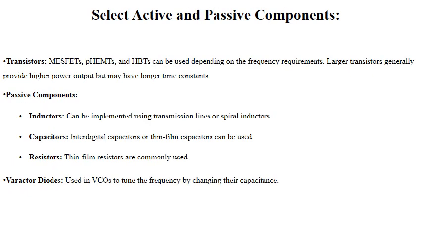So what types of active and passive components are used for oscillators? Active components are the transistors. Different transistors like MESFETs, PHEMTs, and HBTs can be used. On the other hand, for passive components, you can use inductors, capacitors, resistors. You can also use varactor diodes.